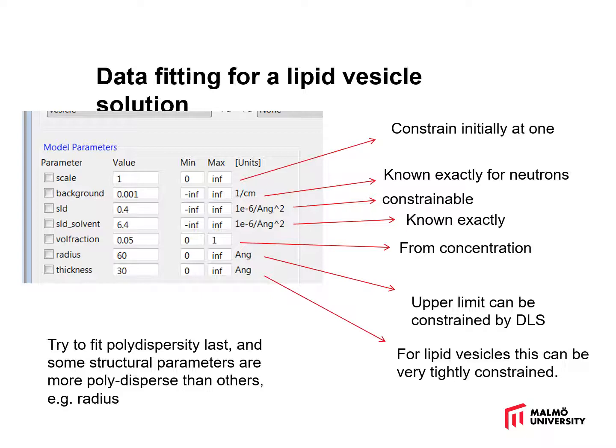The SLD of the solvent is something you know exactly. The volume fraction, you can also calculate from the concentration, particularly if you know the molar volume of the molecule. For the radius, we tend to constrain that by DLS, and that's a sample preparation issue. And for the thickness, well, because they're lipid vesicles, the thickness is quite highly constrained, and this also becomes an important parameter when you look at the sample quality. We'll have a nice example of that in the practical session.